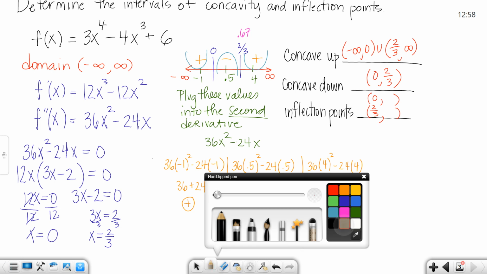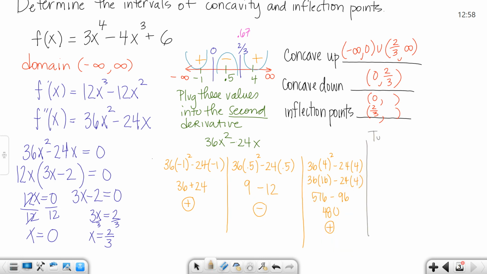Okay, remember, to find the y value, you plug into the original. Okay, so your original function is 3x to the 4th minus 4x cubed plus 6. Let's plug in 0. Zero minus 0 plus 6 would give me 6. You'd have the point 0, 6.